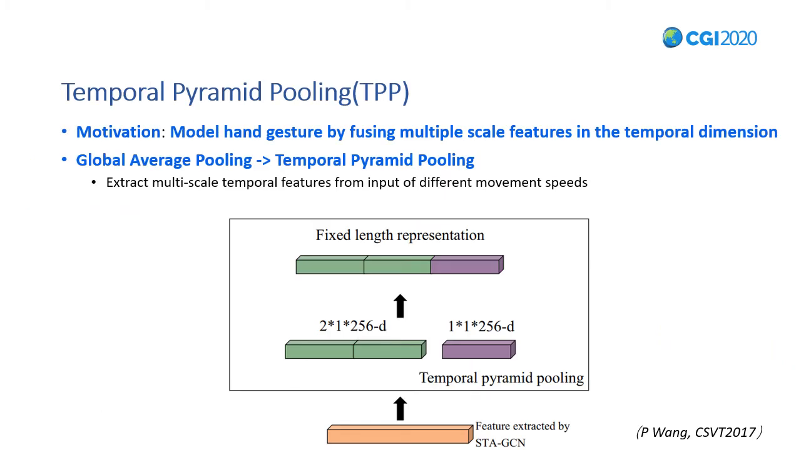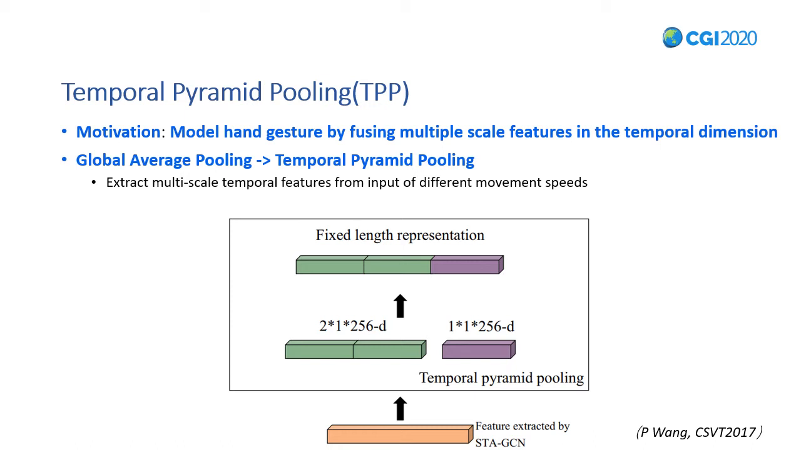When trying to extract effective features for the input hand skeleton joint sequences, we applied temporal pyramid to model hand gesture more effectively by fusing multiple scaled features in the temporal dimension. The figure illustrates our temporal pyramid pooling layer. We adopt 2 levels of feature pooling.